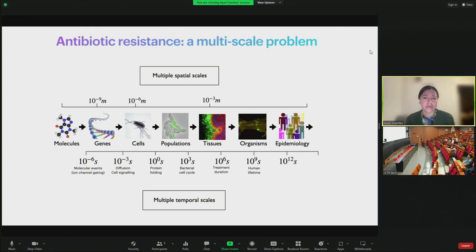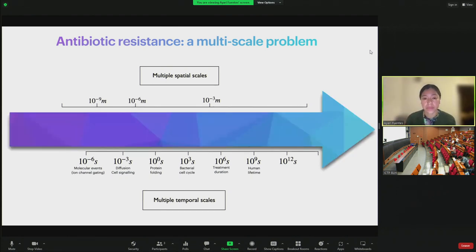In general, we heard a lot about antibiotic resistance in terms of populations, the big populations of epidemiology and in the settings of hospitals and those kinds of things. But antibiotic resistance has its base in the molecules, in the genes, in the cells. So all these scales are important to understand why it's a big problem now. It happens not just in spatial scales, but also in temporal scales.